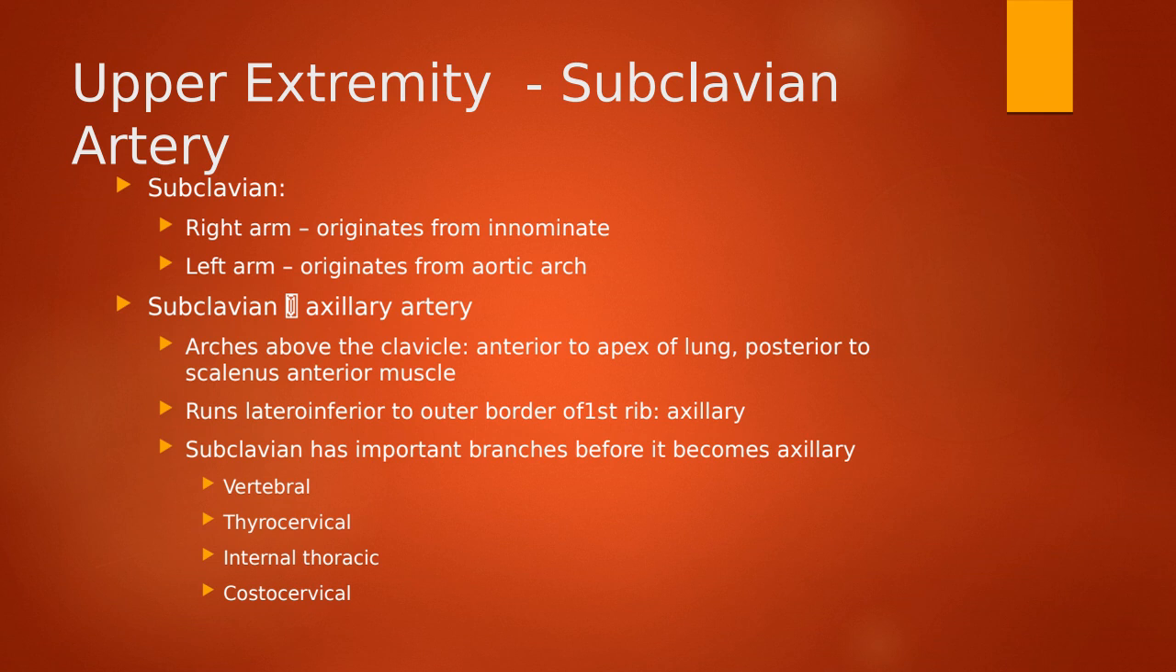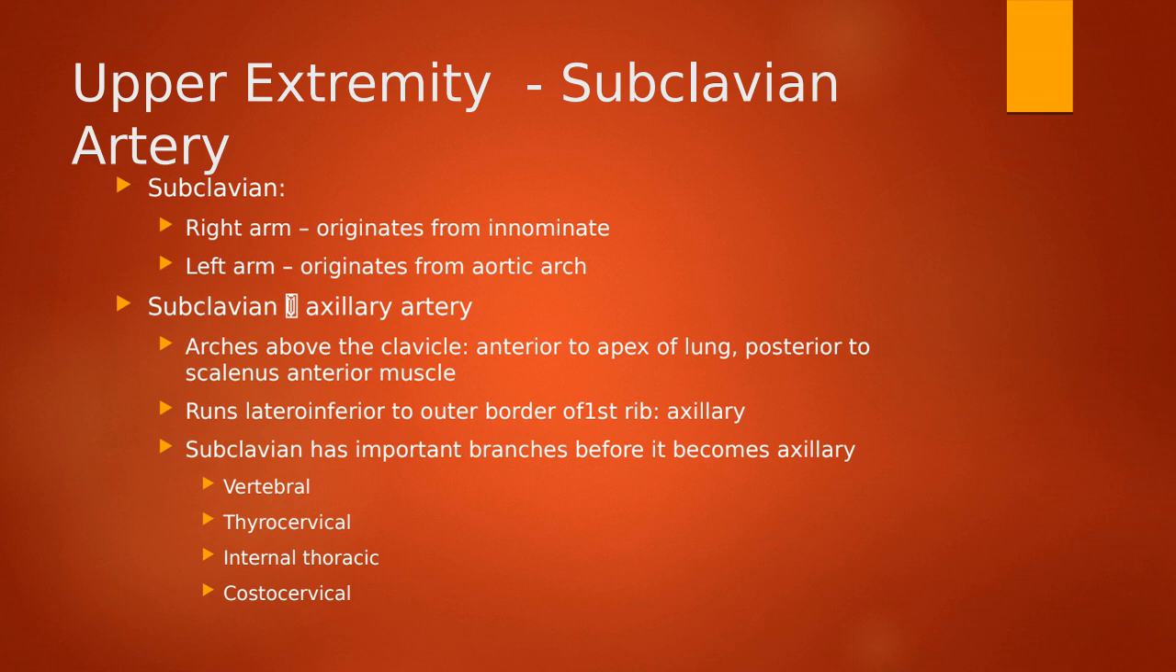It's going to run laterally and inferior to the outer border of the first rib, and that's where it's going to become the axillary. And then before it becomes the axillary, the subclavian gives off 4 important branches. We typically are only evaluating the vertebral branch, but we will talk about the thyrocervical a little bit as we move through our anatomy, our arterial material this semester. So the 4 branches that are going to come off of the subclavian before it actually becomes the axillary are going to be the vertebral, thyrocervical, and the internal thoracic, as well as the costocervical.